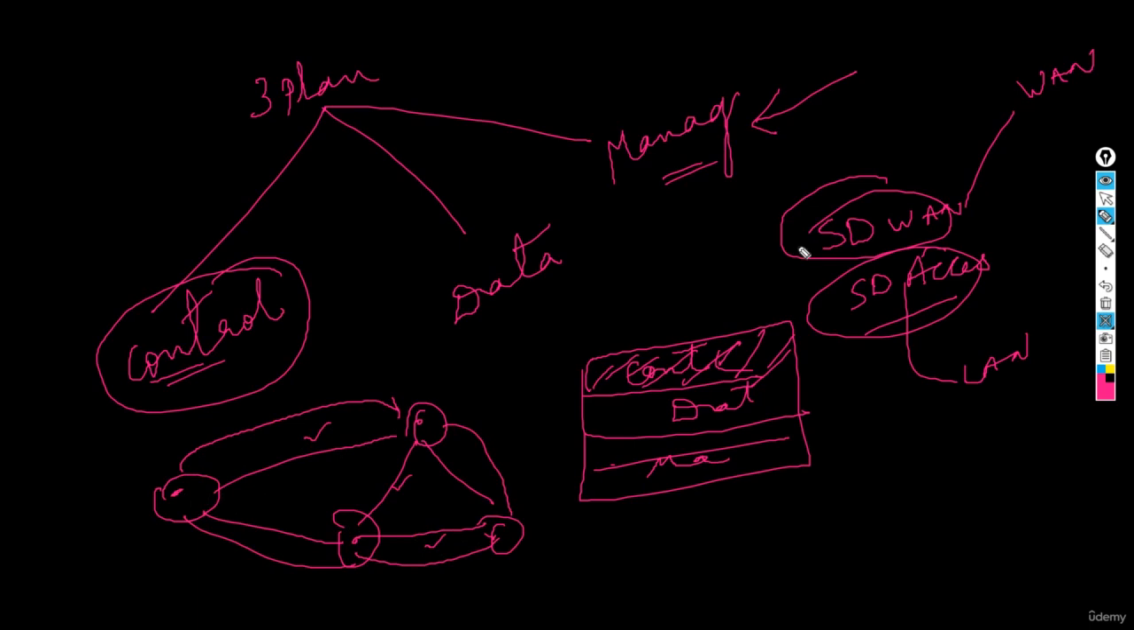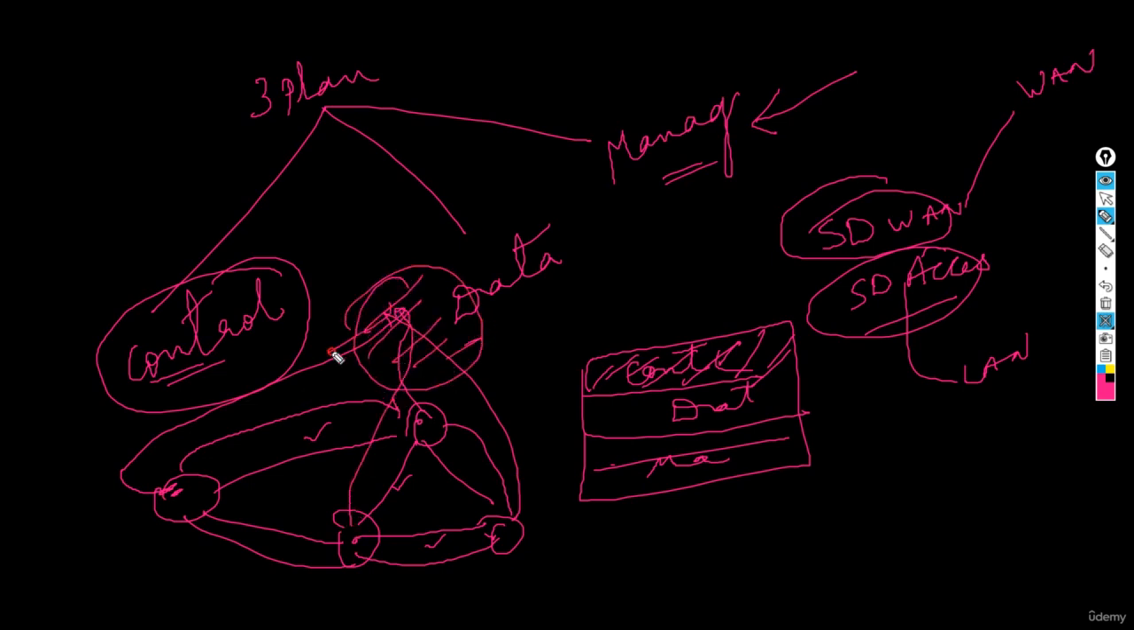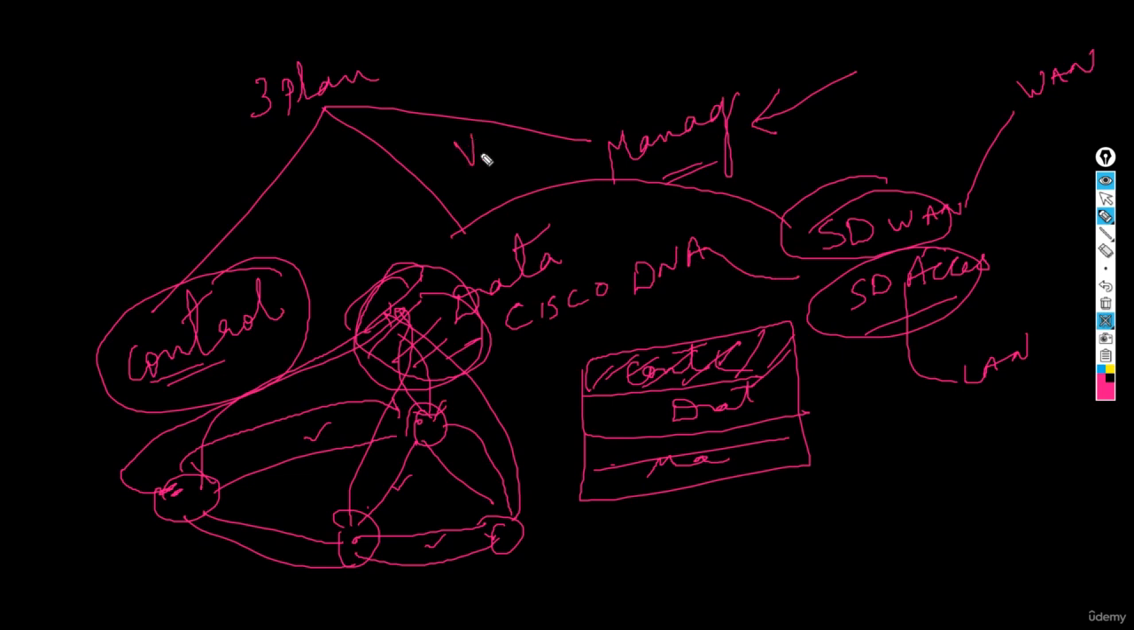So what SD-WAN and SD-Access are doing is removing the brain from all these routers. They will make one big brain, and this big brain is going to give instructions to these devices. These devices are now without a brain. This big brain is nothing but the controller. That is the Cisco DNA controller for SD-Access. For SD-WAN we have vManage. The controllers are vManage, vSmart, vBond.